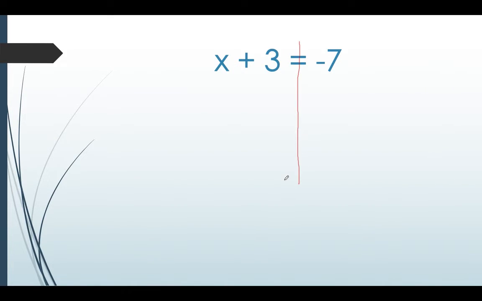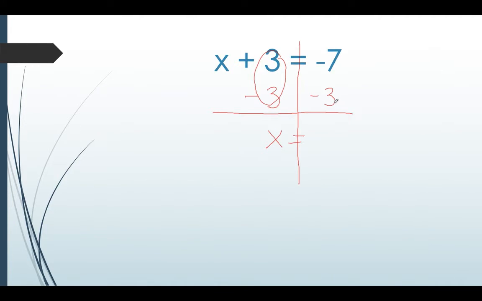So again, the first thing I'm going to do is draw my fence. I have plus 3, and I need to get it away from x. So I'm going to do the opposite or inverse operation of addition, which is to subtract 3. Whatever I do to one side, I'm going to do to the other side. My 3's create a 0 pair, and I'm left with just x on the left. On the right side, though, we have negative 7 minus 3.